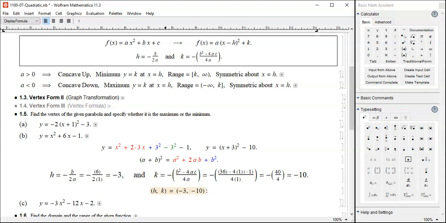And is this maximum or minimum? It's a minimum because the leading coefficient here is positive. You can check by plotting it, and that's left to the students. Which one do you like best? Which one do you like better? Completing the square or the formula method? Me personally, I prefer to complete the square, the first method.